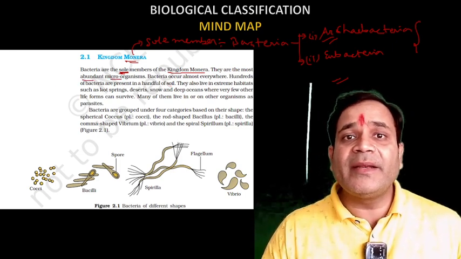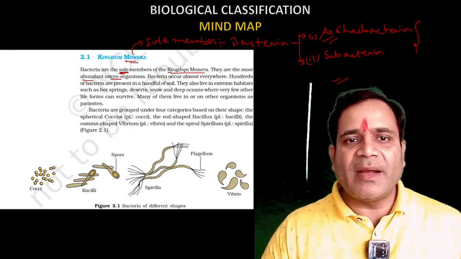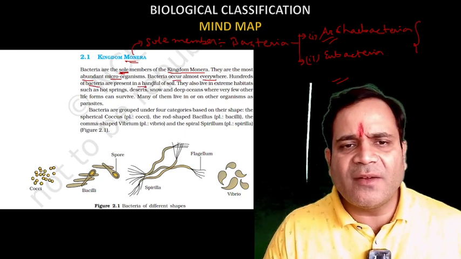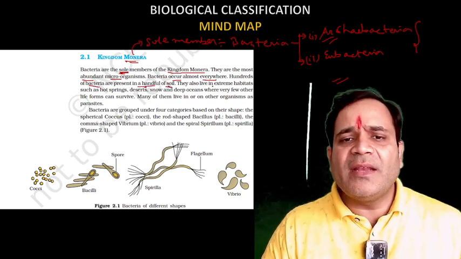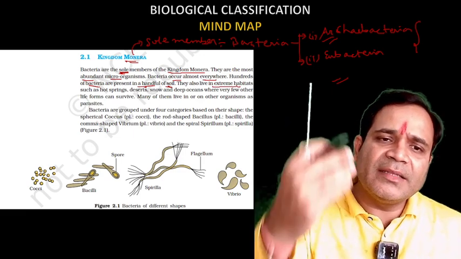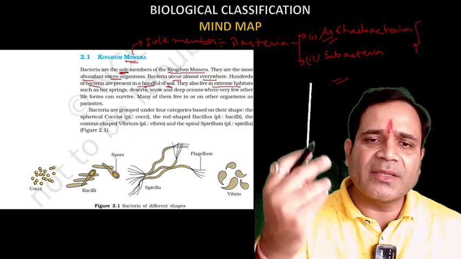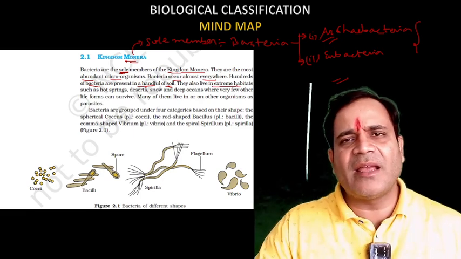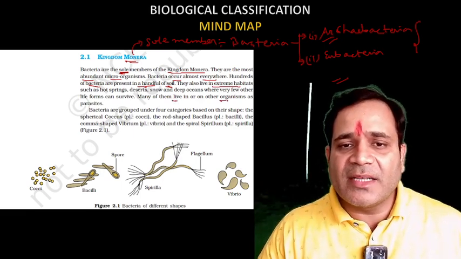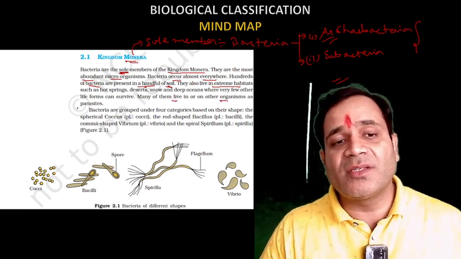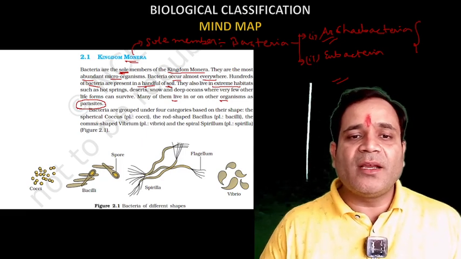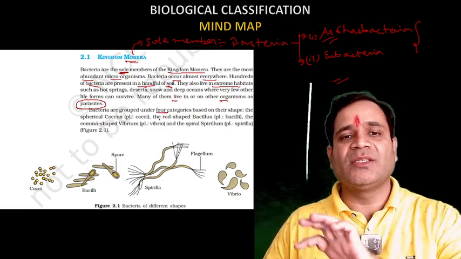You know the meaning of abundant? Huge amount. Yes, bacteria occur almost everywhere. You know, hundreds of bacteria are present in a handful of soil. They live in extreme habitats also. Extreme habitat means they live in springs, deserts, oceans, or any other place where life can exist. Many of them live in other organisms. So that's why I'm saying bacteria are also known as what? Parasitic. Correct? Yes.